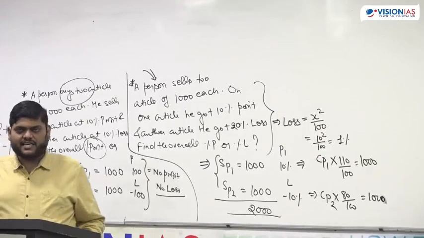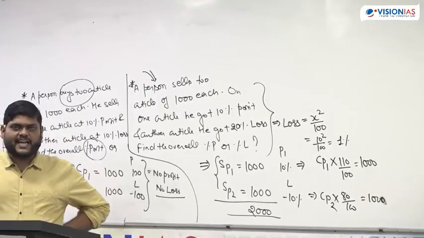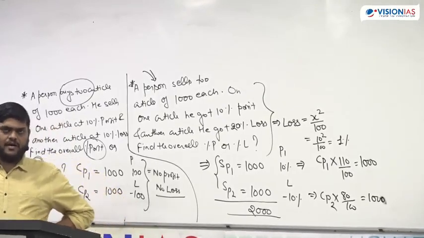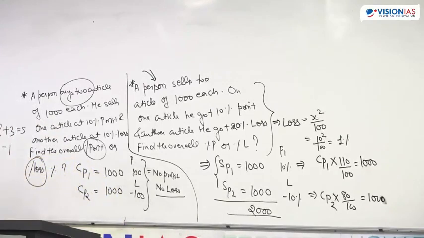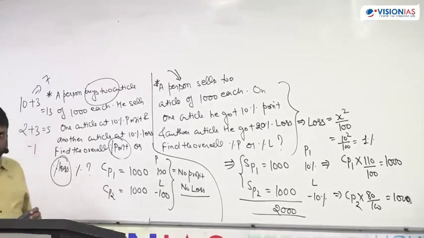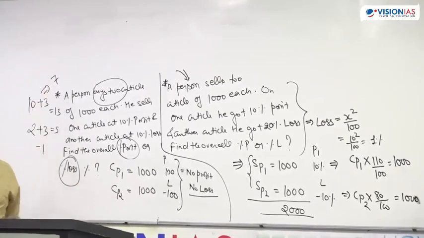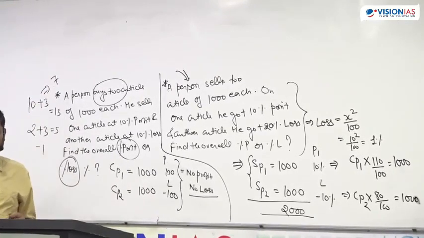If somebody is asking why profit or loss is always calculated on CP, my question to you is, if I ask you 10 add 3, why are you saying 13? Why are you not saying 10 plus 3 is equal to 7? Because there is a logic.